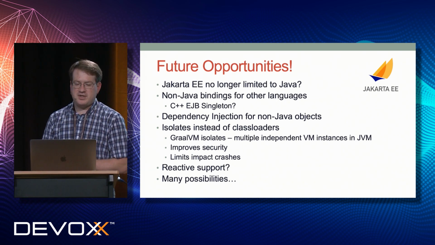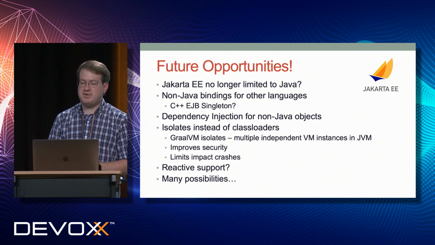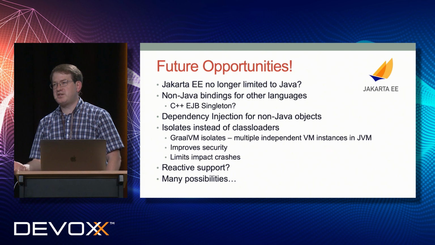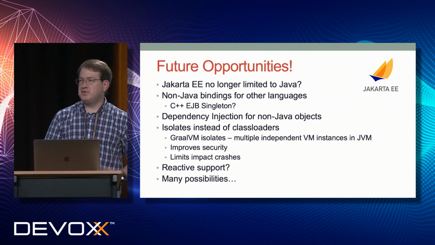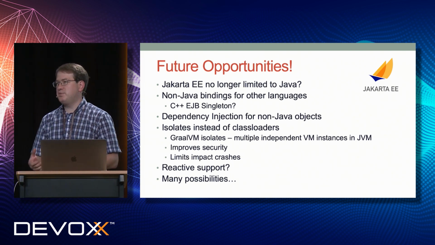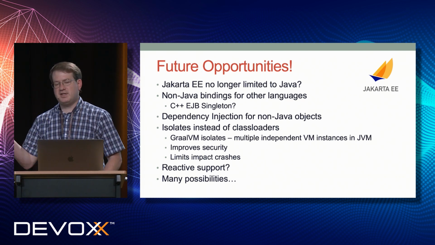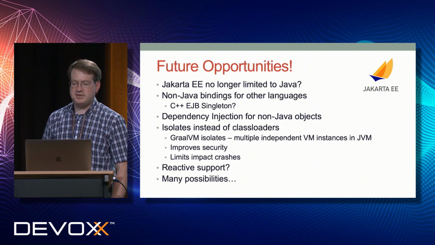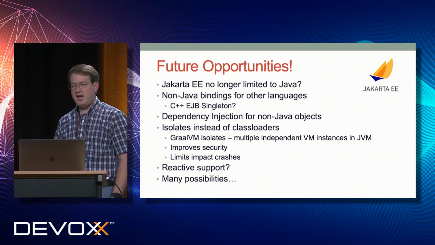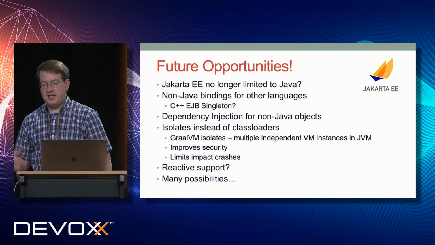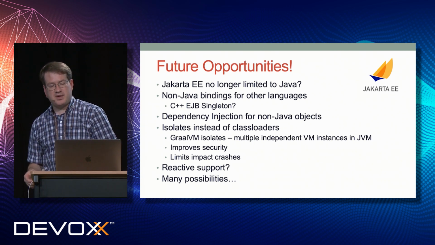Isolates, which are really interesting. An isolate allows you to have multiple independent VM instances within the JVM that you can control. It improves security. It also means that if one of them crashes, it doesn't take down everything. Right now, your Java EE containers are implemented using class loaders, where each application basically gets its own class loader. If the containers were re-implemented differently using isolates, this would actually allow the applications to be completely isolated and improve fault tolerance, etc.